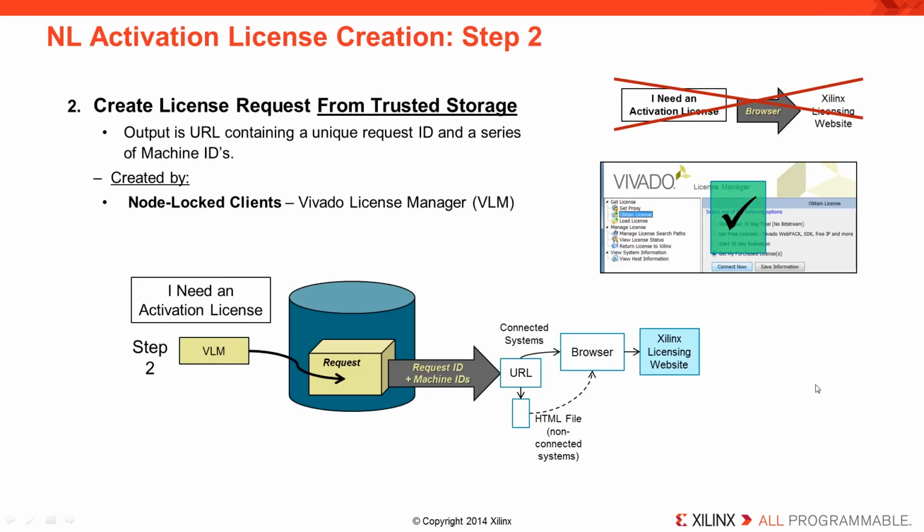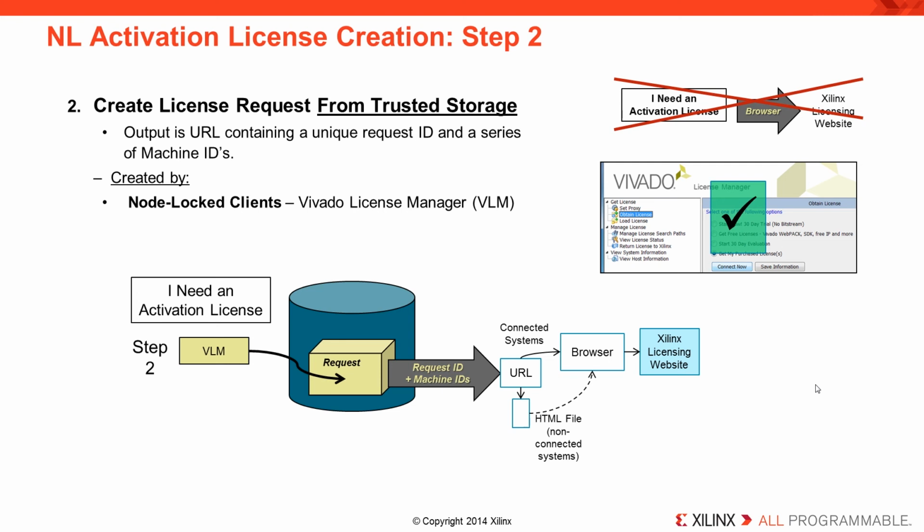Step 2 in creation of a node-locked activation license is to create the license request from trusted storage. In the past, with certificate-based licenses, you've been able to go directly to the licensing website by opening a browser and typing in www.xilinx.com/getlicense. That is no longer applicable, and that's why the X is through that example in the upper right-hand corner of the slide. Instead, you need to use one of the clients that we talked about, either Vivado License Manager or Xilinx Client Manager, and make the request through trusted storage.